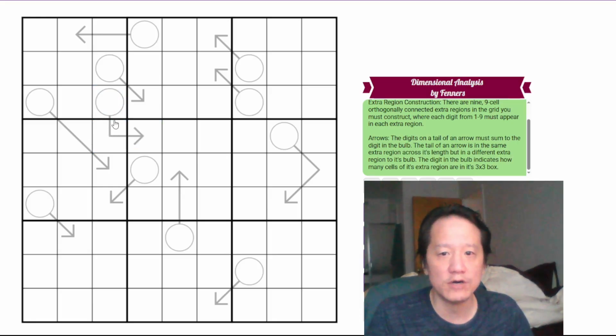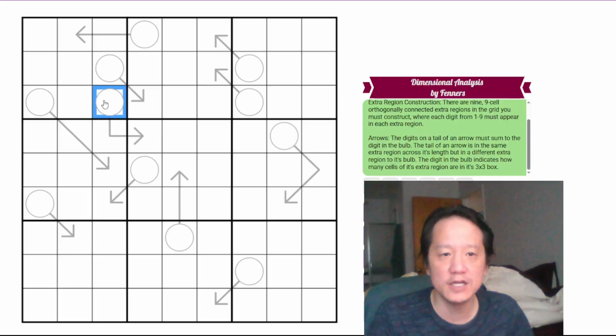The tail of the arrow is in the same extra region across its length. So these have to be in the same region as each other. But they have to be in a different region than the bulb, because that's the rule set here. So these have to be one region, and this has to be a separate region here, right?